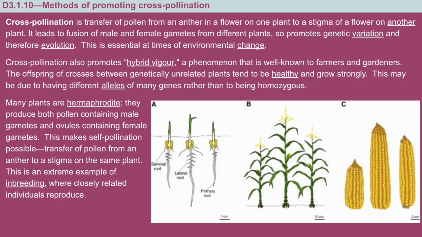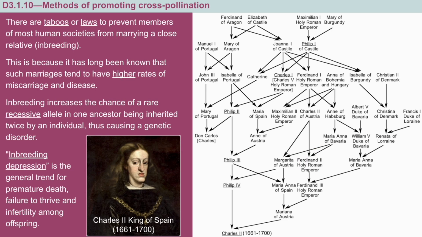Now, many plants, again, are hermaphrodite, like we mentioned earlier. Okay, they have both pollen containing male gametes and ovules containing female gametes, which then makes self-pollination possible. Okay, this is an extreme example of inbreeding where the male part of a plant would fertilize the female part of the same plant. Okay, however, there's a lot of problems with inbreeding. In humans, we have taboos or laws in most human societies that prevent members from marrying a close relative because it has long been known that such marriages tend to have a higher rate of miscarriages and disease.